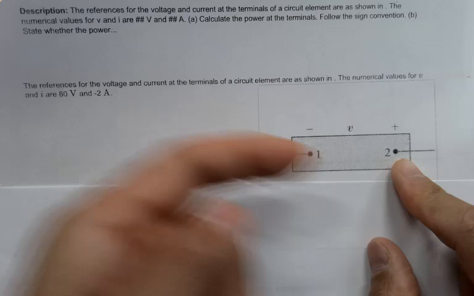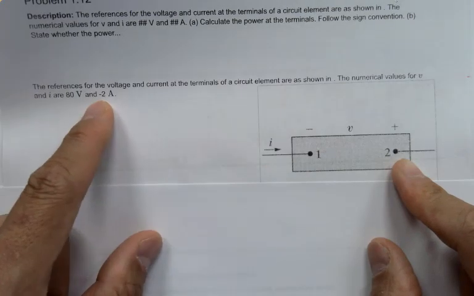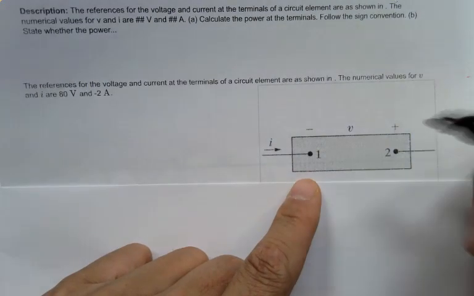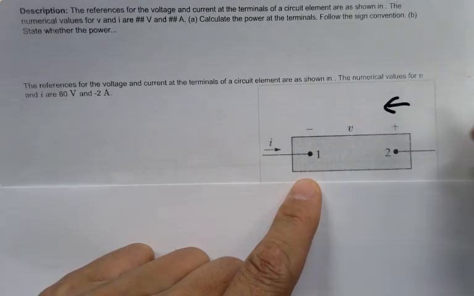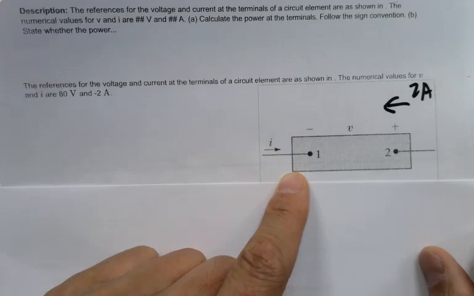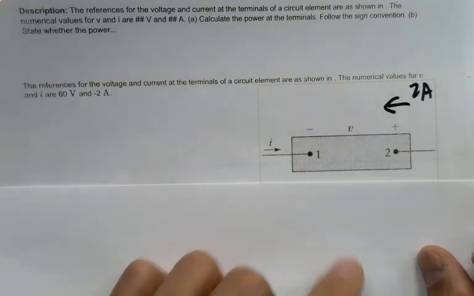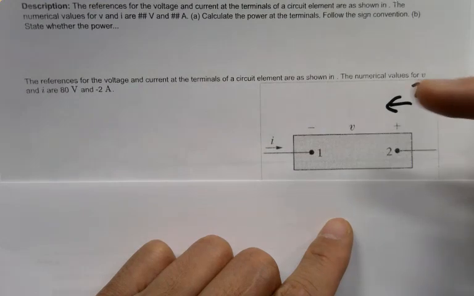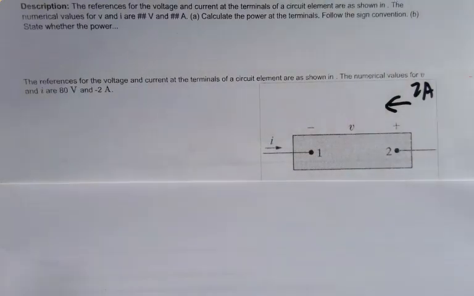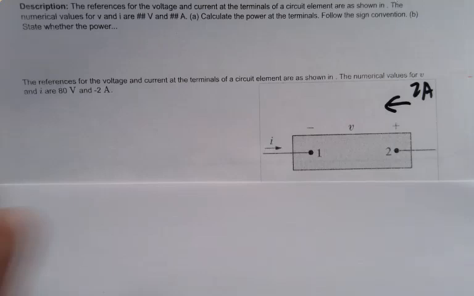And current flowing into 1 is negative 2 amps. So the real current is actually flowing that way, right? Which is 2 amps. Because the arrow is pointing to here, but it's a negative current. So that's why the real current is flowing from right to left. Okay, so now we have the real voltage and real current for the component, so we can do a lot of calculations.